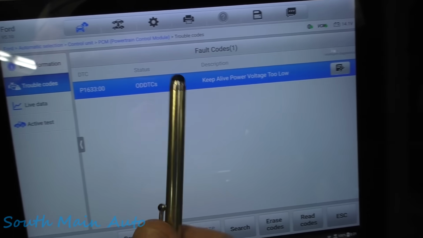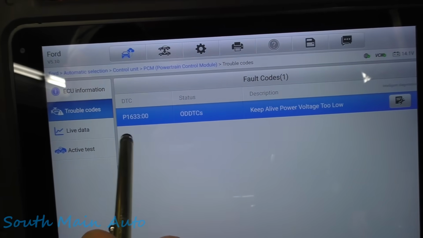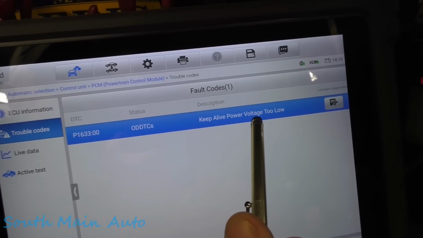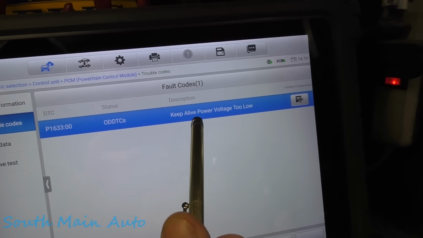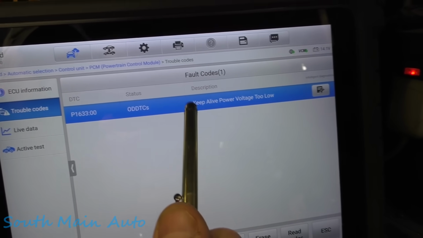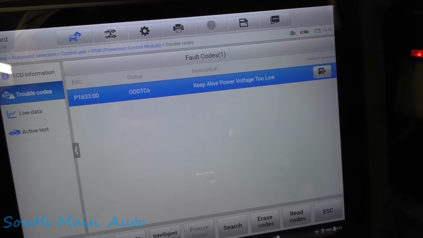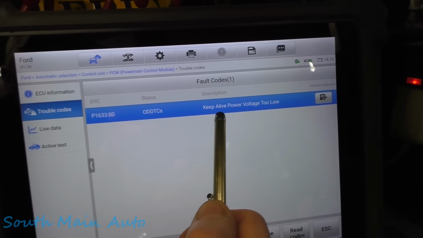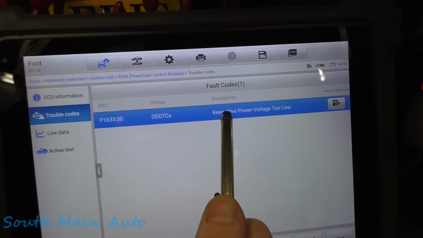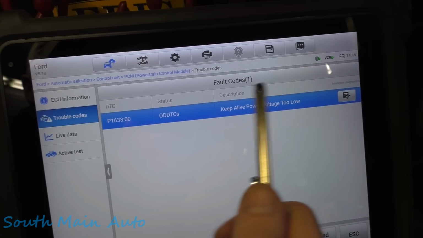We had to run the key on engine off test because it does have a code, as the customer stated, the 1633, keep alive power voltage too low. And it likely is, because when you shut the key off and you start it up, the engine light comes on after a minute, but you shut it off, turn it back on, then the engine light's gone. So on Ford, I was just telling McCoy, they usually call this the KAM, keep alive memory, or KAPWR, keep alive power.